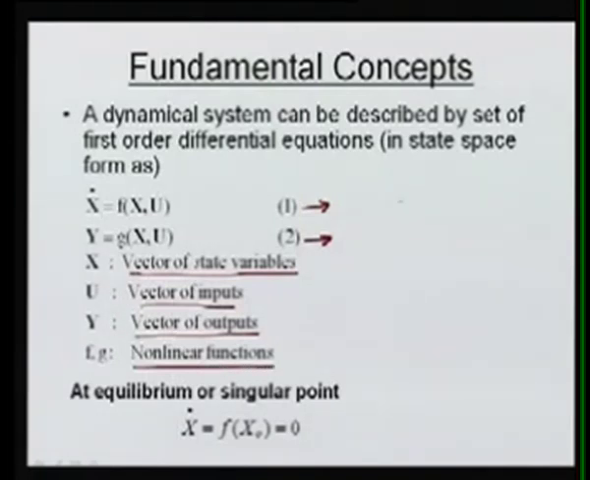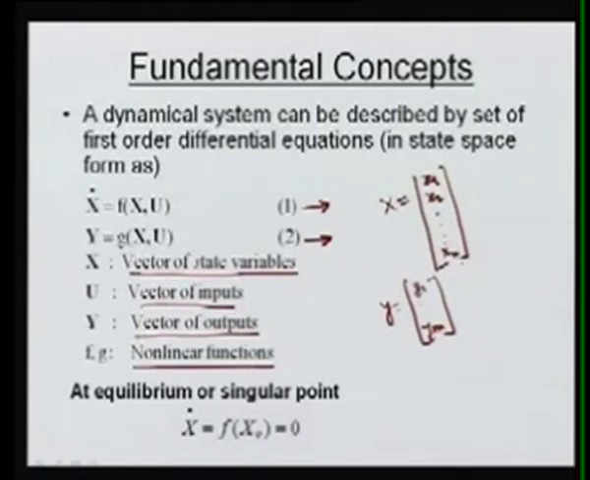Here x is nothing but x1, x2 and so on, let's suppose if there are n states, so this is a vector. Similarly, y is another vector, y1 to ym, let's say m is the number of outputs and n is the number of states. Similarly u can be a different one, u1 to uk. So these are the various vectors: this is your state vector, this is your output vector, this is your input vector.